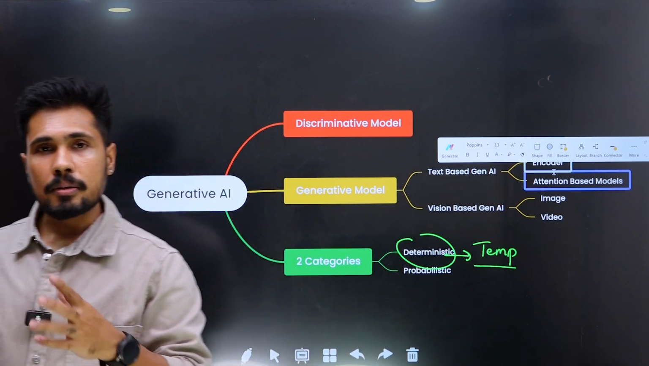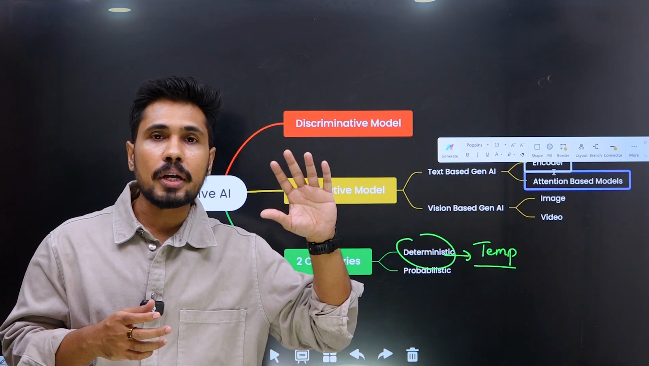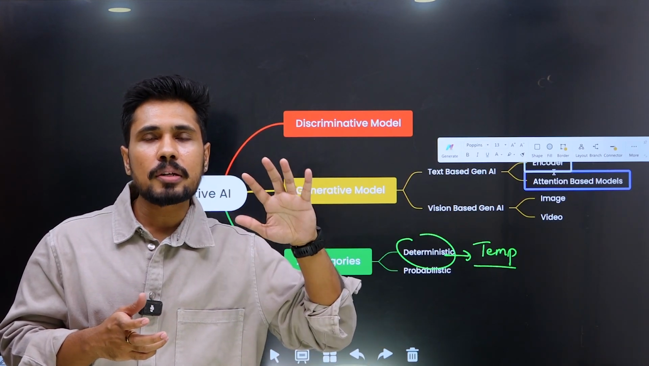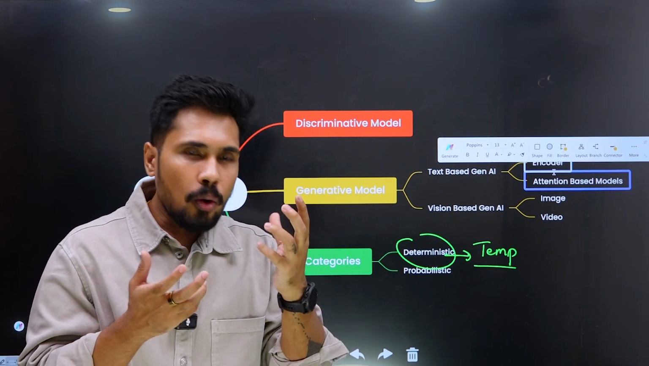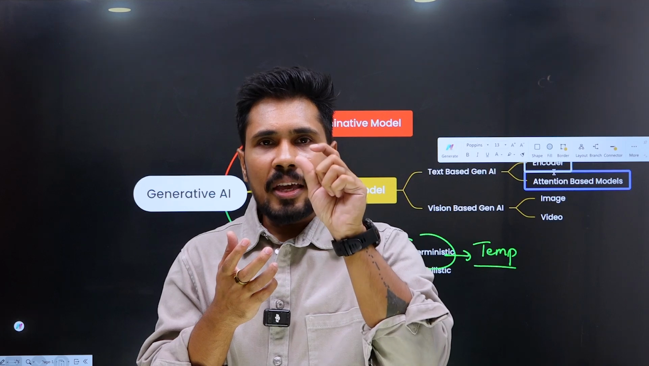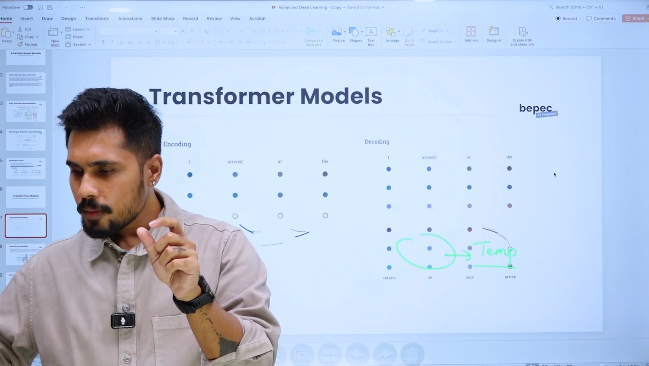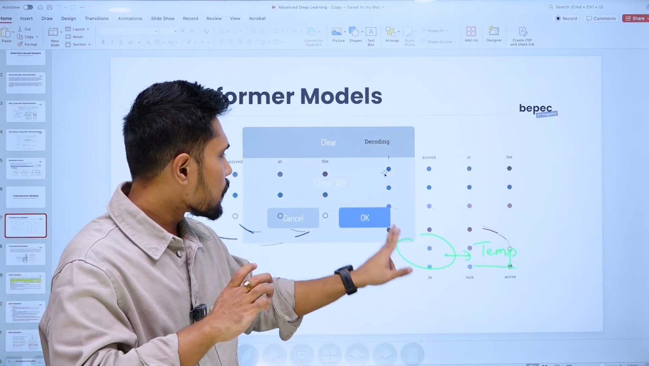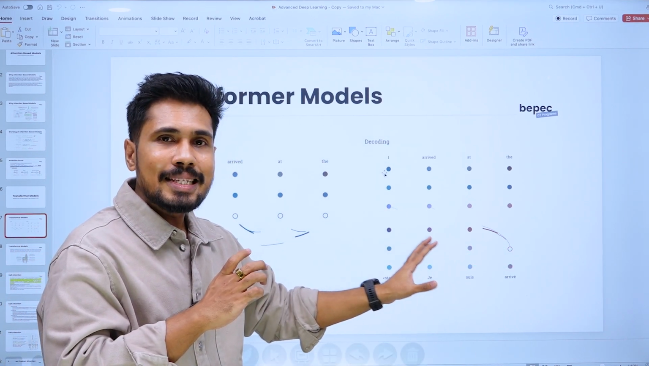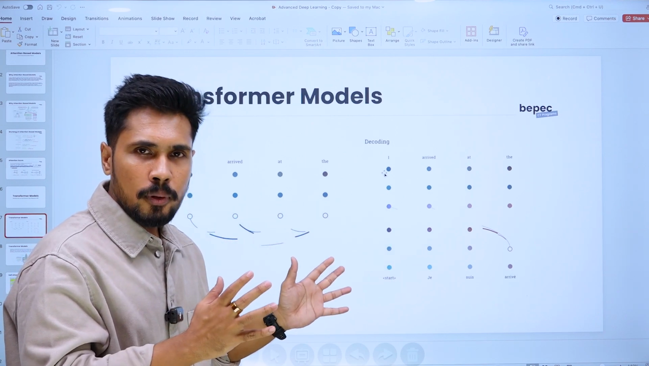Then a research paper was released in 2017. We all know that story: Transformers. What is the breakthrough of Transformers? They got an idea: if each word is able to communicate with other words, how wonderful that is going to be.